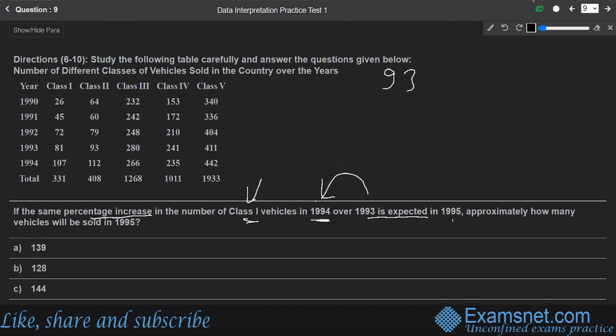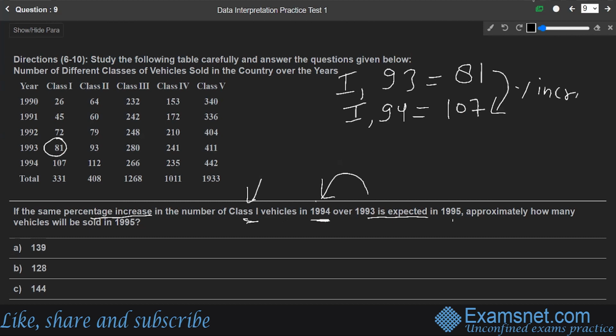In 1993, the value for class 1 vehicles is 81. Okay, the same class 1 vehicle in the year 1994, the value is 107. So he's saying whatever percentage increase has happened here, that's what is expected in the next year also. So how many vehicles more should be sold so that particular percentage increase is met? So first of all, we'll find out the percentage increase from 1993 to 1994.